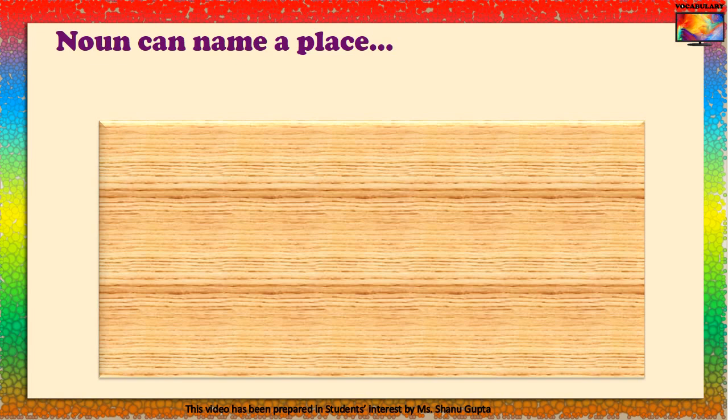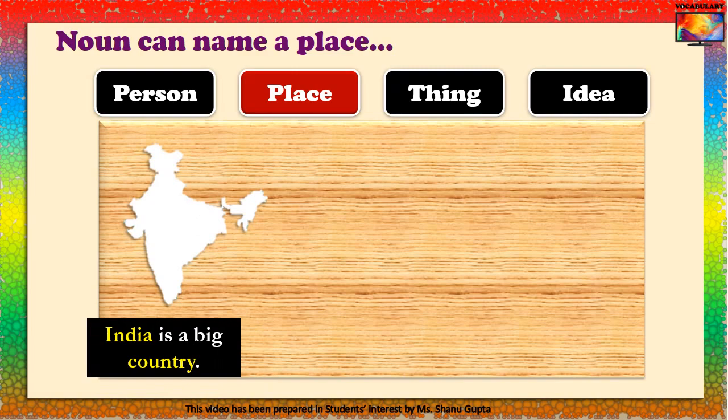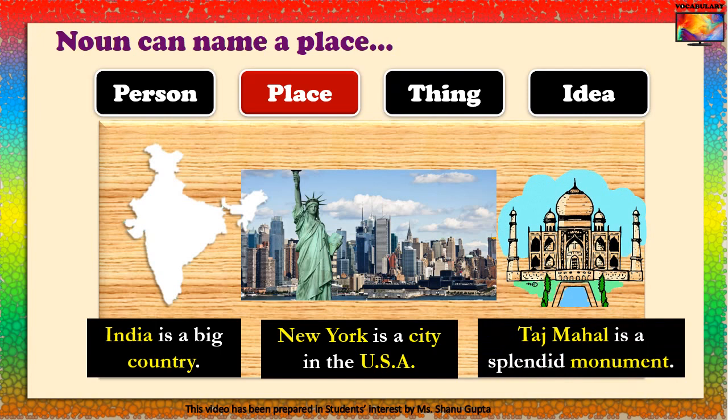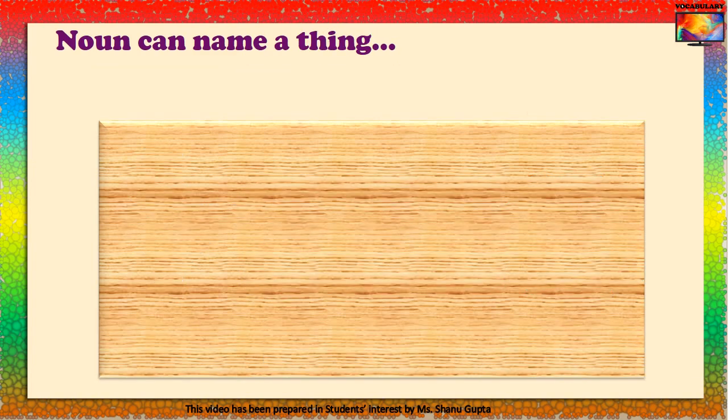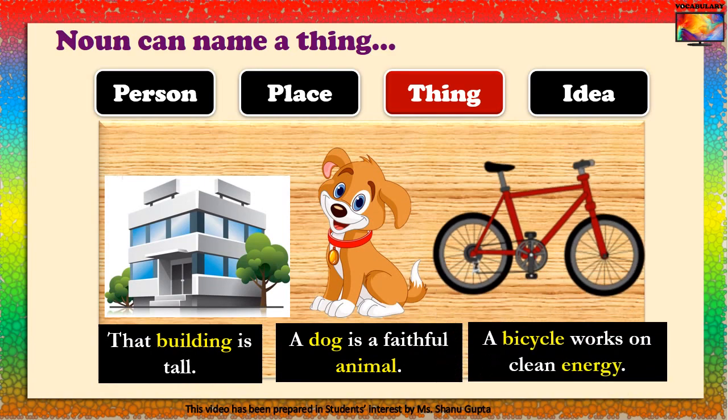A noun can refer to a place or thing. For instance, India is the name of a country. New York is the name of a city. Taj Mahal is the name of a monument. Even words such as city, country, etc. are general names used for places and so are nouns. Words such as building, dog, animal, bicycle, energy, etc. name things or animals and are nouns.